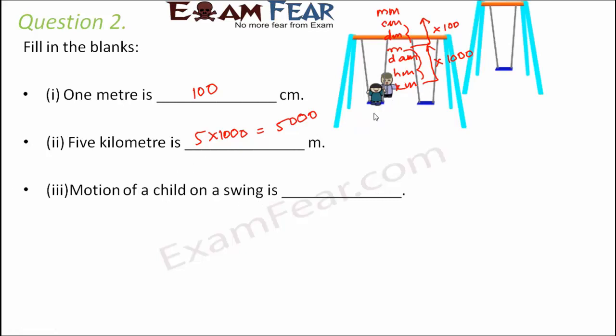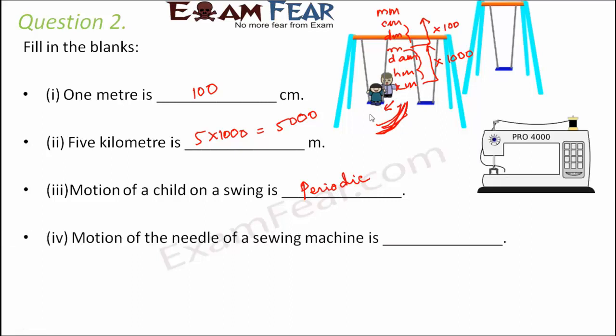Motion of a child on a swing is dash. So when you look at the swing, what kind of motion is it? You just give a small push from behind and then it keeps moving like this. So this is an example of periodic motion because it repeats itself in periodic intervals of time.